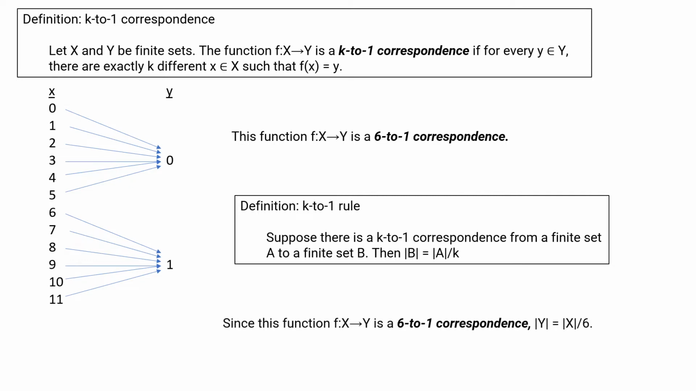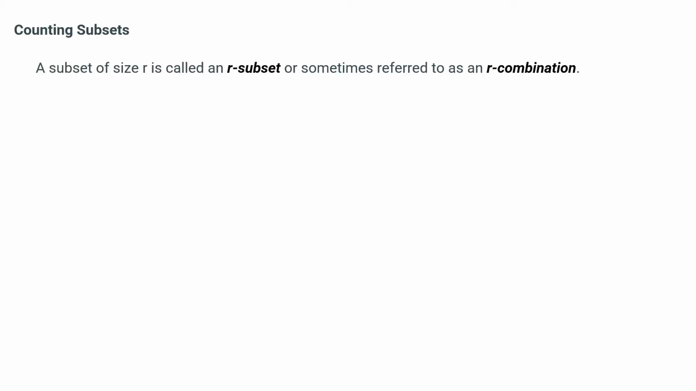Okay, so anyway, it does work for this problem, right? So f is a 6-to-1 correspondence, as we have here, and sure enough, the number of elements in Y is 2, right? And that equals the number of elements in X divided by 6, which would be 12 divided by 6. So we see that it works here. Now we'll move on, and we're keeping those two rules in mind, the bijection rule and the k-to-1 correspondence.